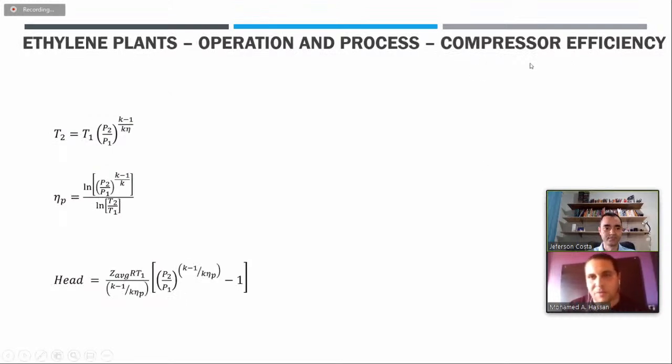Another point is the compressor isentropic efficiency. We can calculate the isentropic efficiency using these correlations. The isentropic efficiency is important for measuring the performance of the compressor over time. The isentropic efficiency may decrease because of some contamination in the blades of the compressor and so on. In an ethylene plant, some polymers form from the ethylene in the compressor blades, so we inject wash oil to reduce or minimize the buildup of these polymers in the blades of the compressor.